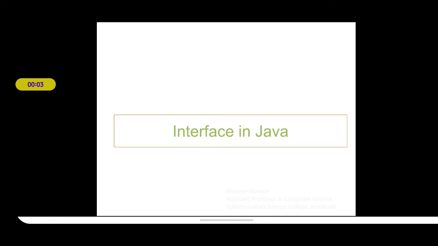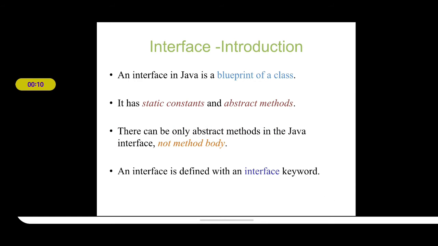Hello, today we are going to discuss a very important topic, that is interface in Java. An interface in Java is a blueprint of a class, that is a technical design plan of a class. It has static, constant and abstract methods. That means interface is a mechanism to achieve abstraction in Java.